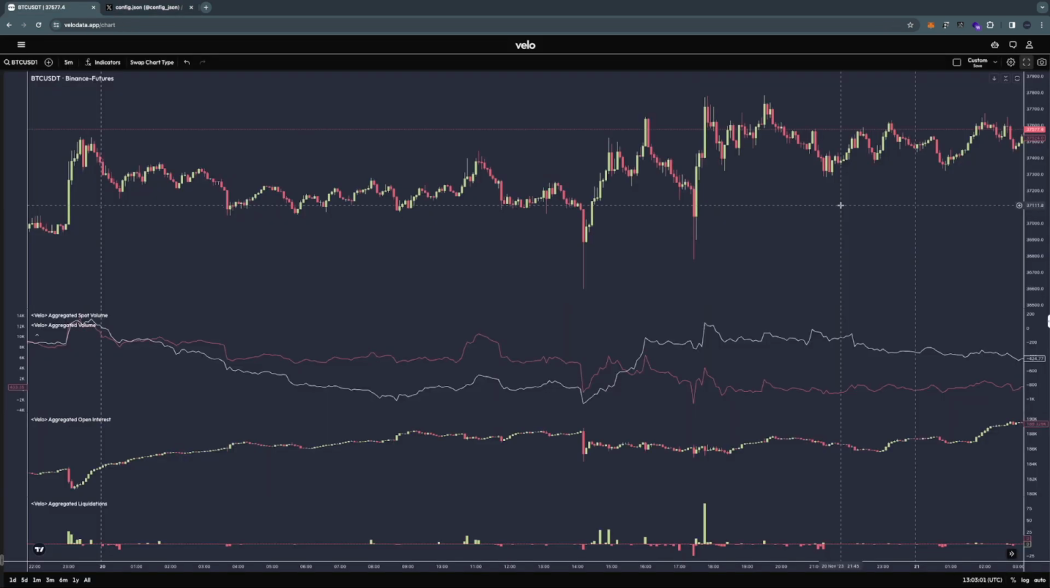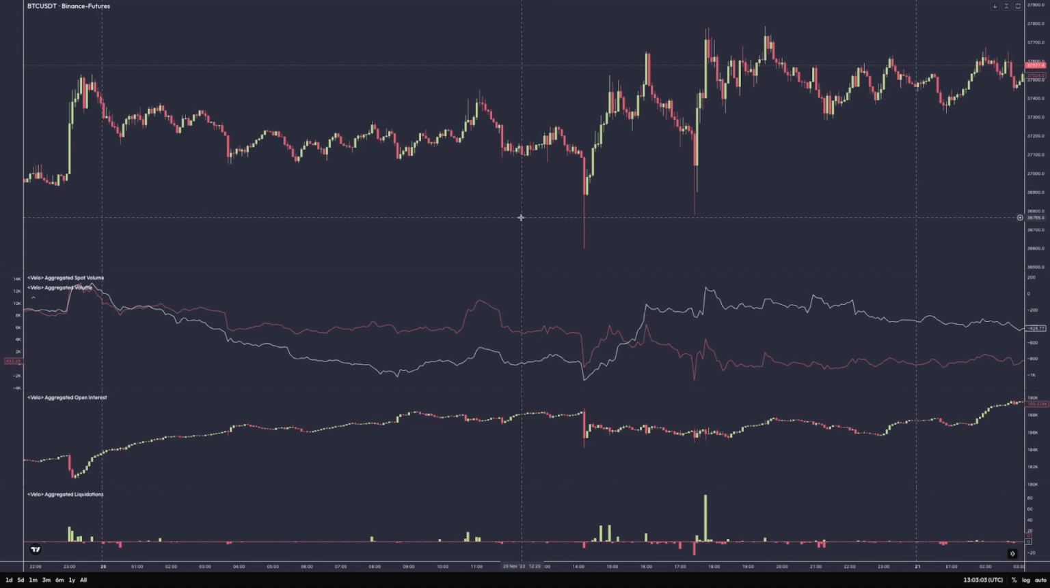Here we have, as always, three indicators. In first place we have CVD or cumulative volume delta. The red one is perps or futures and the white one is spot. Then we have OI or open interest, and then we have the liquidations in here. If you need further explanation on any of these, just check the link video in the corner.